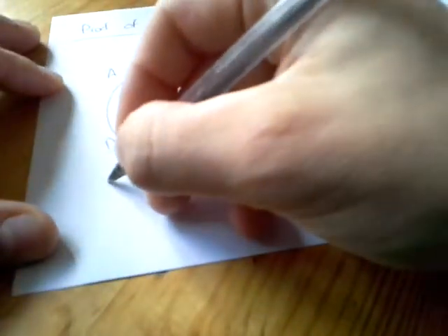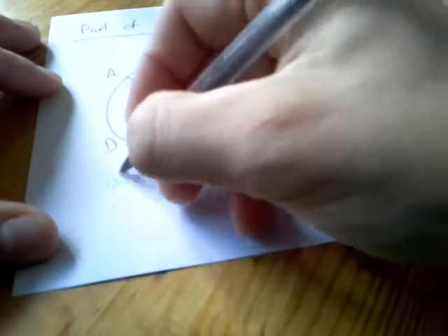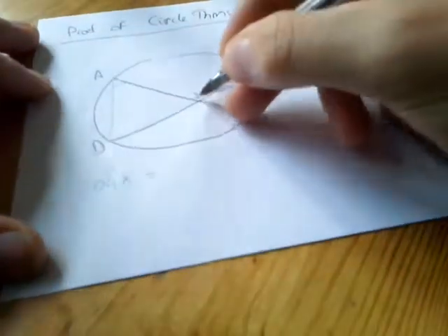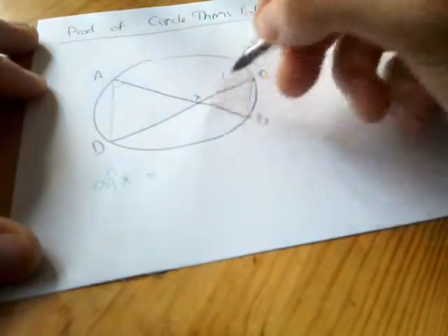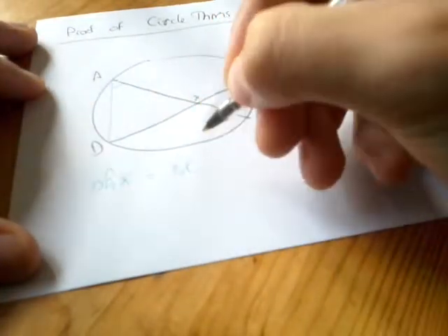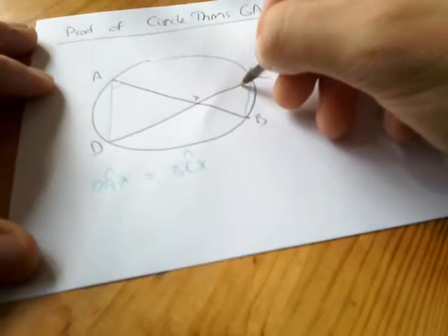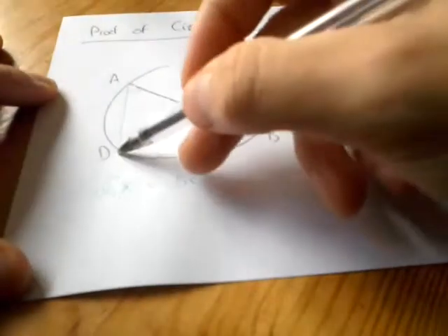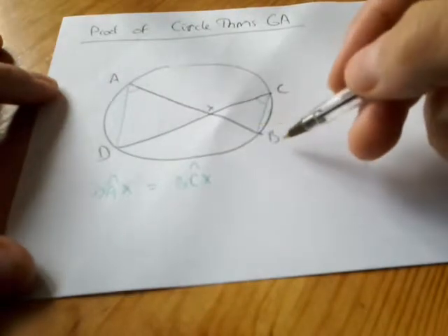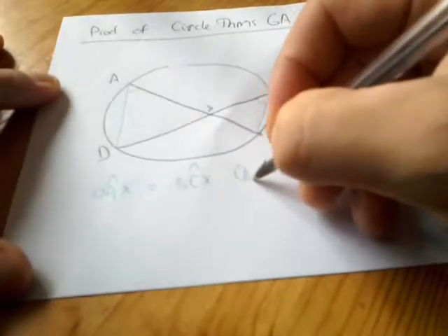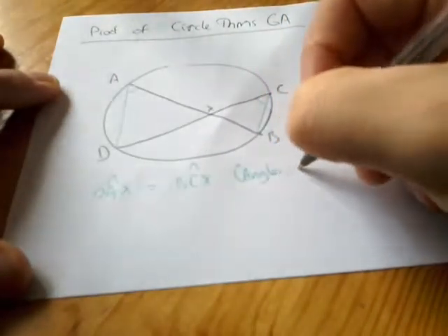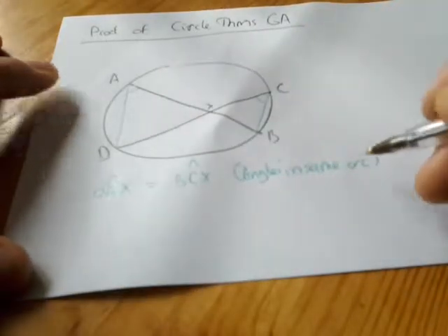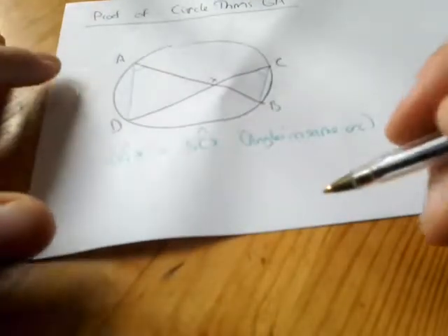I'm going to write DAX, that's this angle up here, equals BCX, I guess. And the reason for those two angles being equal is they're angles in the same arc. They both shine onto the arc DB. Angles in the same arc. It's always important to give your reasons when you write these things down.